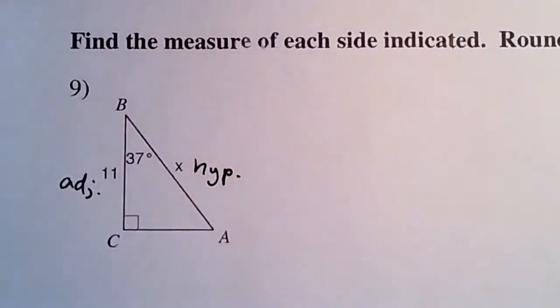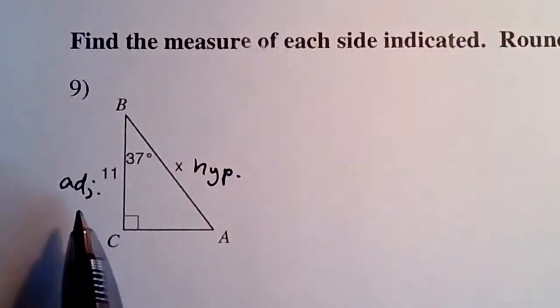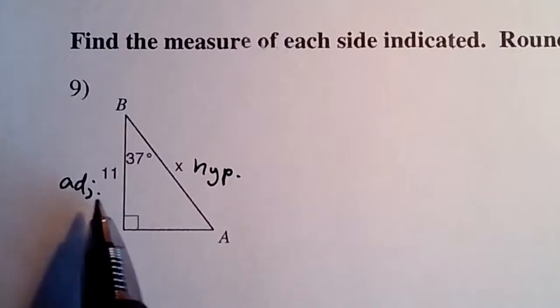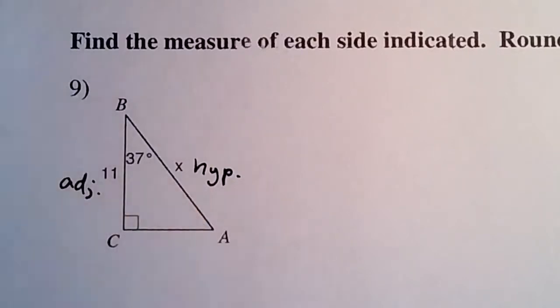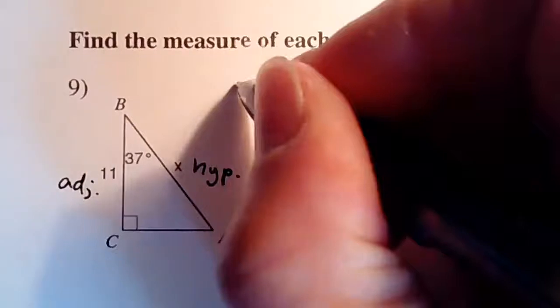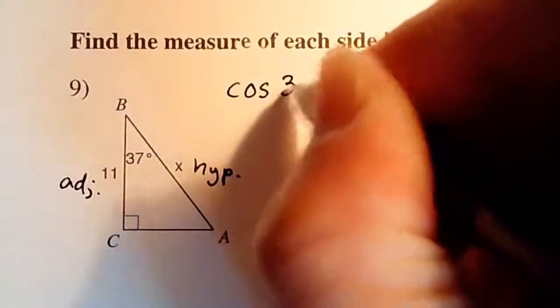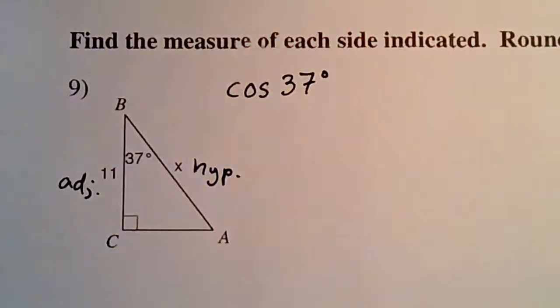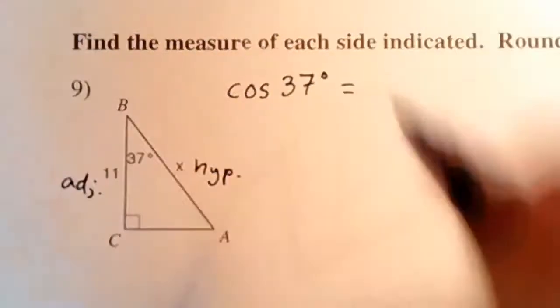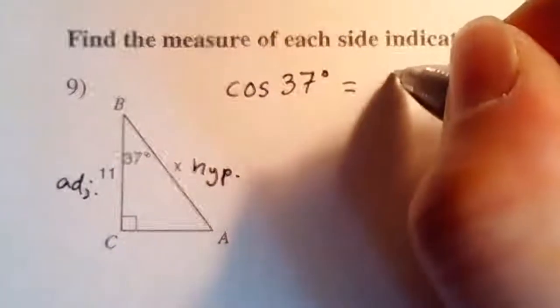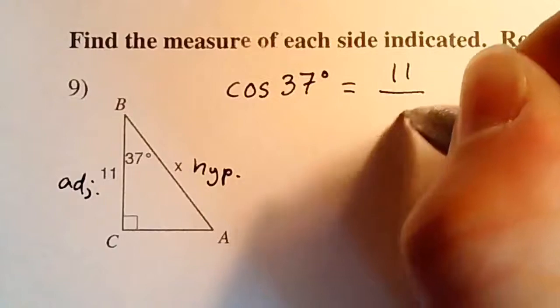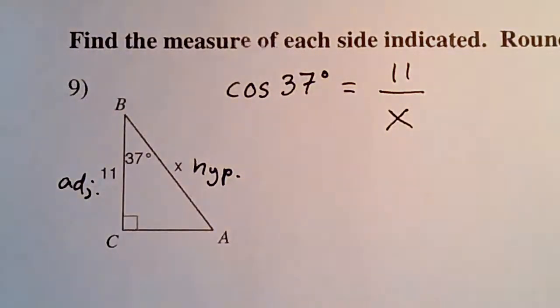So now I just need to decide which trigonometric function uses the adjacent and the hypotenuse. So once again, that's going to be cosine. So I can set this up as the cosine of 37 degrees, because I actually know the angle now, is equal to the adjacent side, 11, over the hypotenuse x.